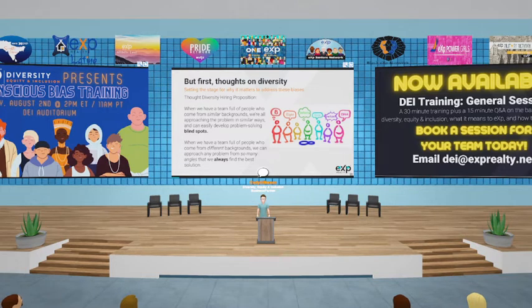We're going to set the stage for why it matters to address these biases. I love the diagram here of everybody looking at this symbol on the ground and coming up with a different idea. All of them valid, but it's a way of thought diversity is what I love, and this is something that I've always believed in. Thought diversity, and here's the hiring proposition.